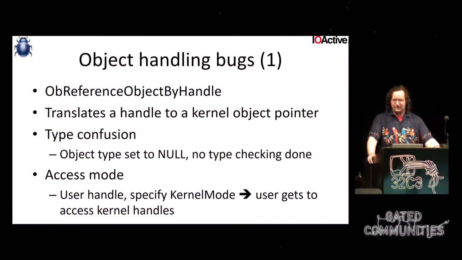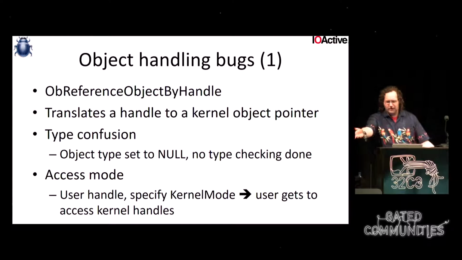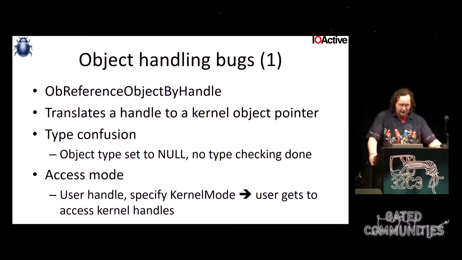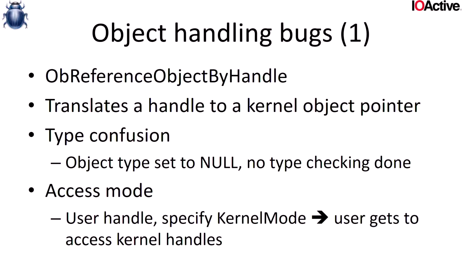Sweet. Let me get to the fifth part, object handling. When user talks to kernel, it basically says, okay, here's some handle to some file, go do something with it. The kernel has to translate this handle to a kernel pointer it can use. You call a function called ObReferenceObjectByHandle, and that translates one to the other. The API has this thing called object type and access mode. Object type says enforce that the handle is of this particular type. And Windows has about 40-something different types of objects.